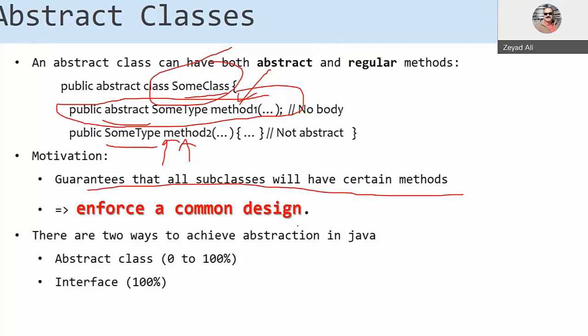There are 2 ways to achieve abstraction in Java. The first way is abstract classes, and we say 0 to 100%. Why do we say 0 to 100%? Because in an abstract class, not all methods are necessarily going to be abstract. Let us say you have an abstract class with 5 methods, 3 are abstract, but 2 are not. So let us say 60% is abstract, but 40% is uniform, implemented.